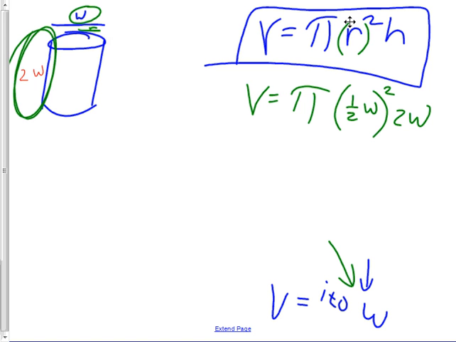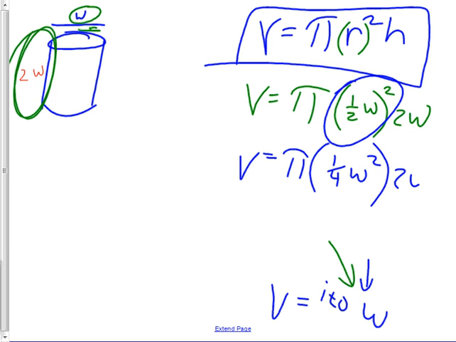All right, here we go. Let's finish this. You should have said V equals. Am I going to start by multiplying by the pi? No. I'm going to start in there. And that's going to be 1/4 W squared. And then I'm going to slap on the pi and the 2W. I did my squaring first. And the most common mistake is people forget to square the 1/2. They say it's 1/2 W squared. It's not. It's 1/4 W squared.